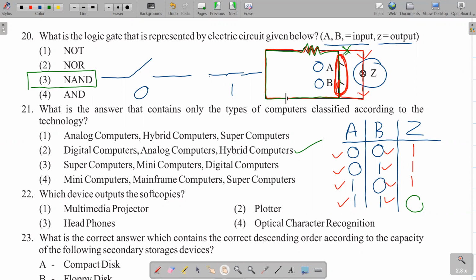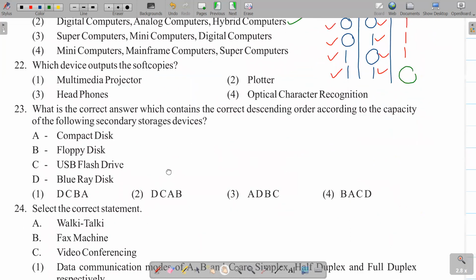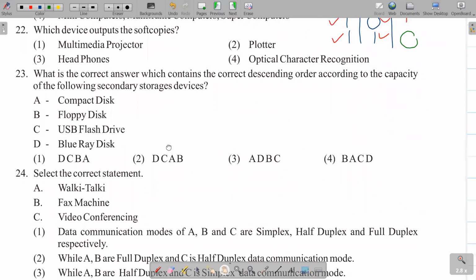So then we discuss the 21st, and what's the next? Let me see. Yes, from 21st to 26th are there. Okay, so 22nd: which device outputs the soft copies? Now, soft copy means what?